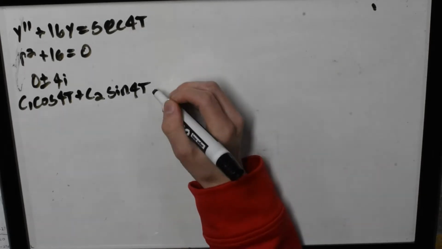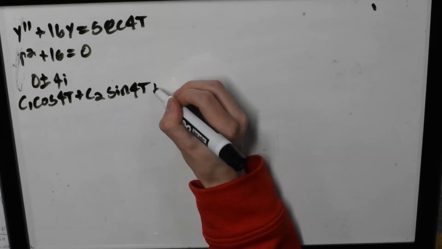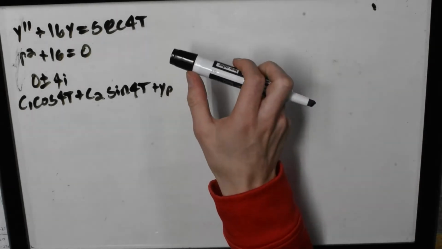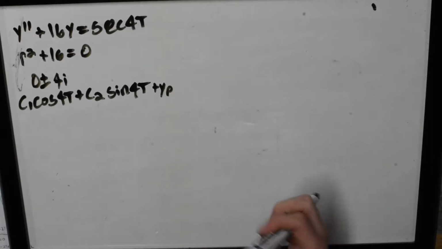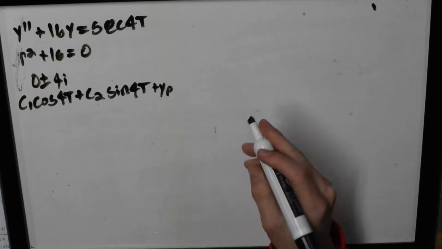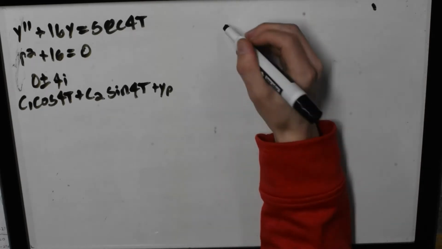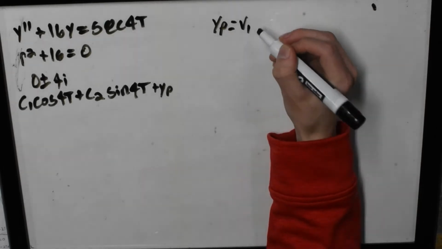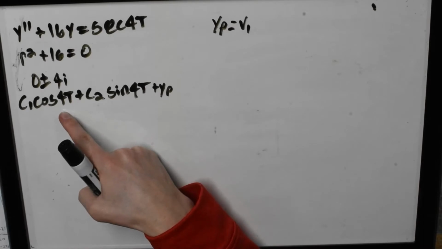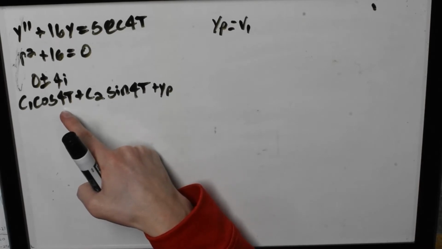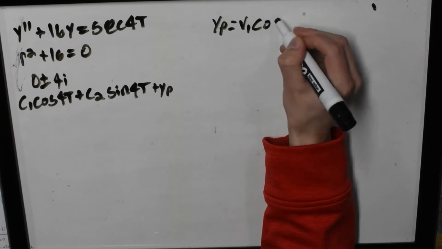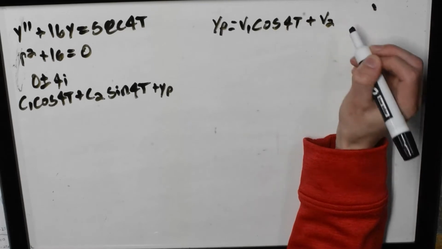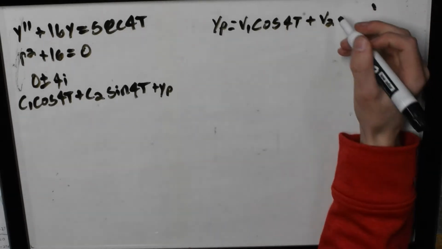Okay, but since it's not equal to 0, we have to add a particular solution. And this is what's tricky, because we can't use the method of undetermined coefficients for secant. It's not allowed. Can't be done. So, the formula for the particular solution is equal to v1 times the solution of the homogeneous equation, in this case cosine 4t, plus v2 times the solution next to c2, sine 4t.